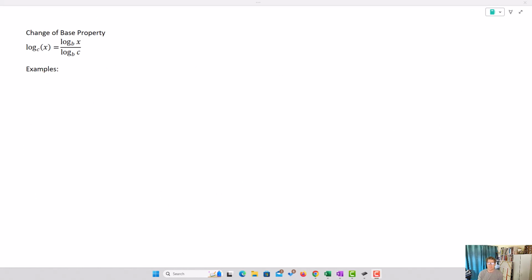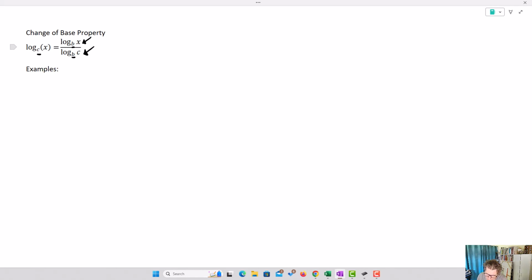Now let's take a look at change of base. All right, so change of base is the last property that we're going to look at inside of this mini lesson. And so we'll start out with log base c of x. And you'll notice that the base here is c. And then what we're going to do is change the base to log base b. And how we do that is we're going to have log base b of x divided by log base b of c. And that's how that works.